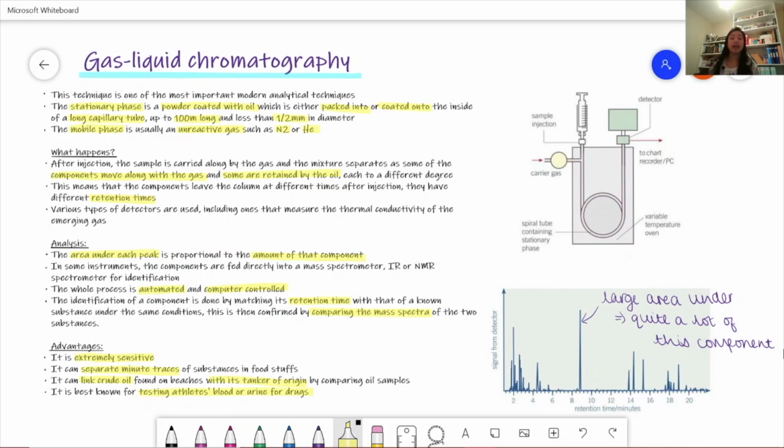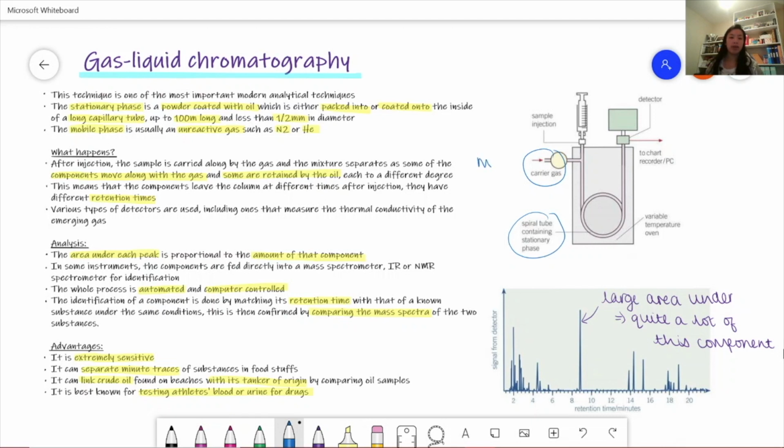So on the right, we have a diagram of how gas chromatography would work. And so we have the long capillary tube, which has the stationary phase. So it's got that powder coated with oil. And so we've coated that along this whole tube. And then we've also got this carrier gas, which has gone into this tube. And so this acts as the mobile phase.